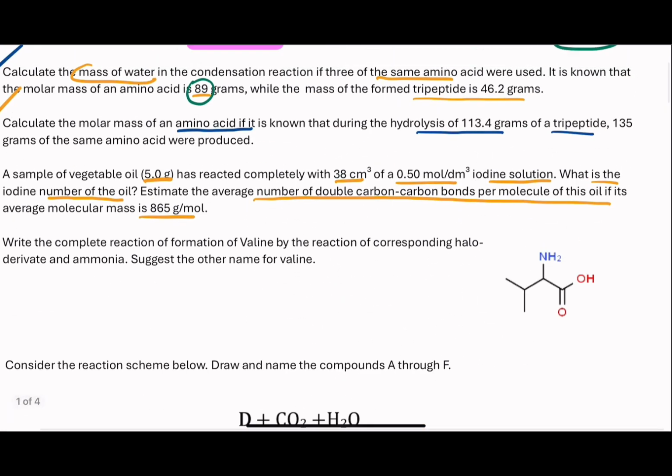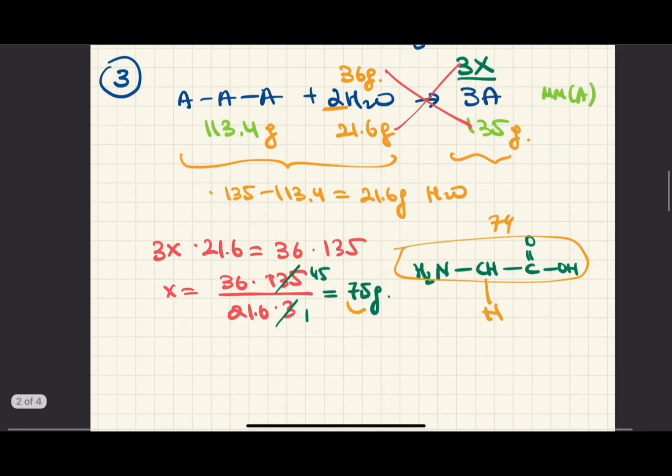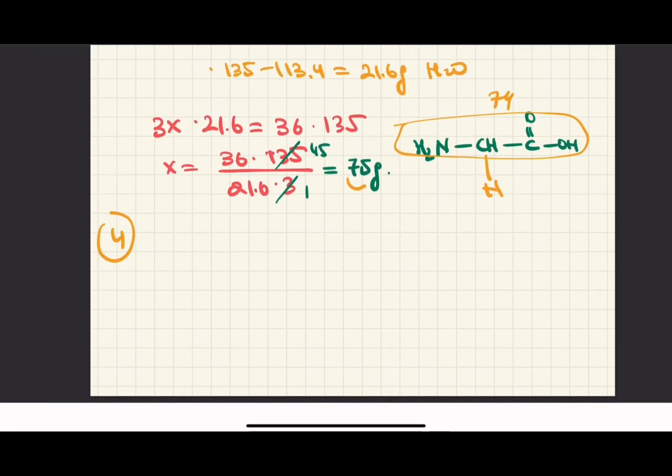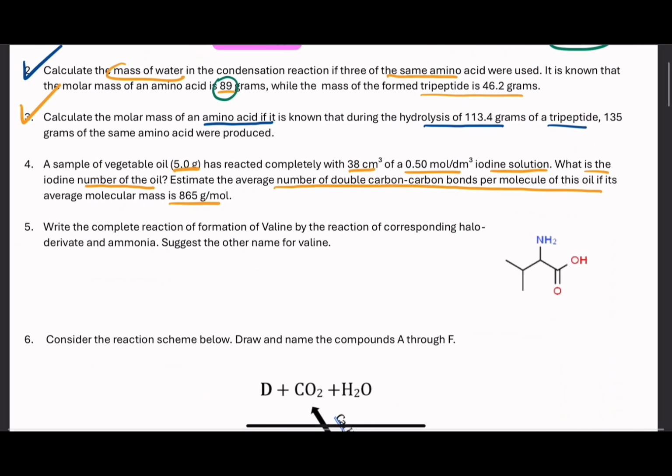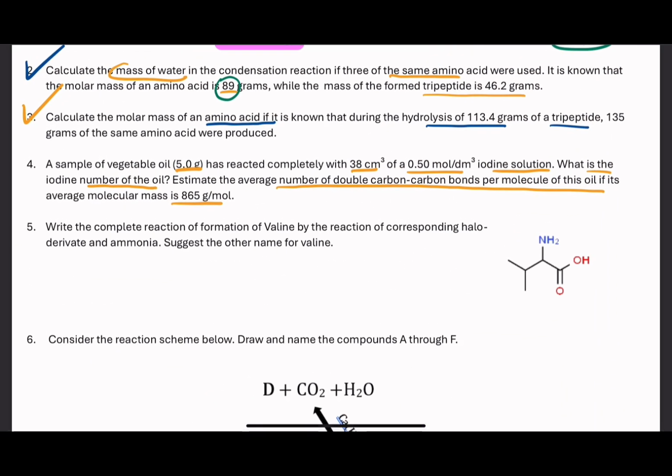Now, we want to know the iodine number. Iodine number is basically: 100 gram oil will require X gram of iodine, okay? X gram of iodine. So in this case, that's what we want. Now let's get this one here. So we know from here that we have the volume, this is the concentration, and we are given the 5 gram of it, right?